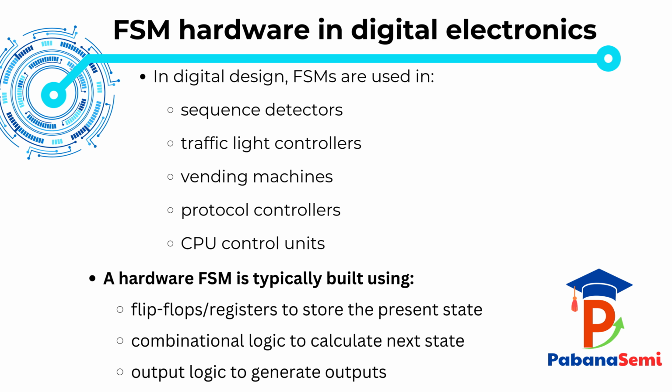Now let's look at how a hardware FSM is actually built. A hardware FSM typically uses flip-flops or registers to store the current state of the system. Then, combinational logic is used to determine what the next state should be based on the current state and inputs. Finally, output logic generates the required outputs for the system. Together, these components form the basic hardware structure used to implement finite state machines in digital circuits.